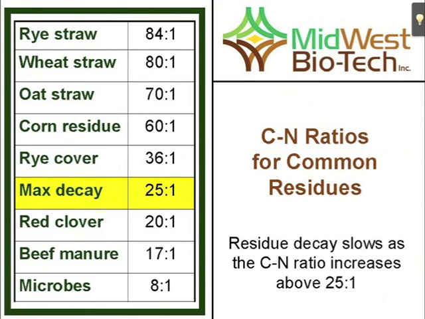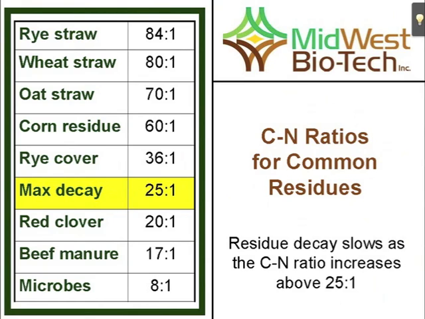Where you run into trouble with beef manure is if you got a lot of bedding in it, corn stalks or straw or other things that were used as bedding. That increases the amount of carbon relative to nitrogen, and that's when that manure is slower to break down. As we move up the list, we get into things like ryegrass cover. So if you spray it with glyphosate, kill it off, and leave the cover there, that's 36 to 1.